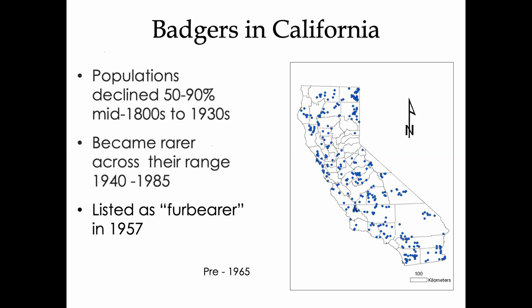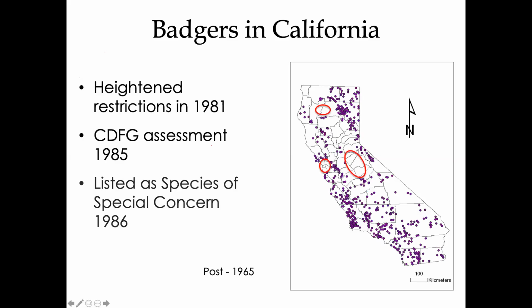And during that time, they were listed as a fur bearer in 1957. So they were given a season for trapping. And they kind of tightened up some of those restrictions, giving them a certain trapping season and bag limit in 1981. And at that time, CDF, well, back then, California Department of Fish and Game, did another population assessment in 1985.